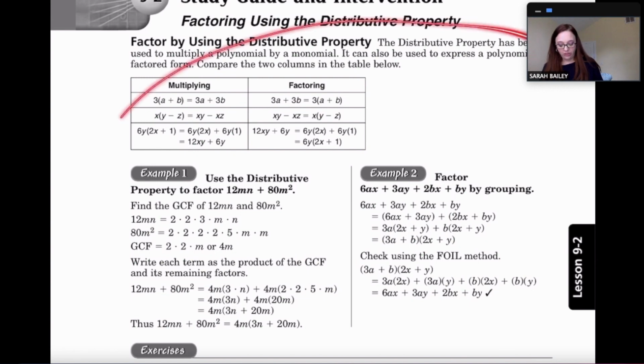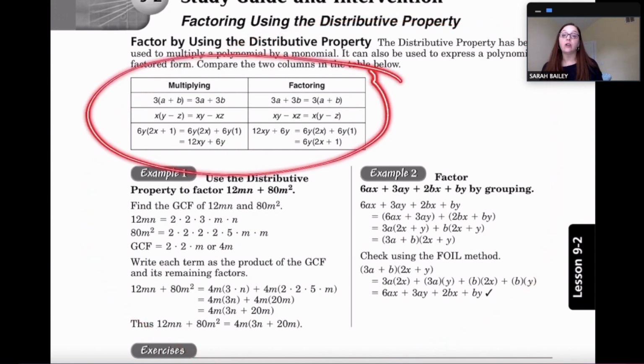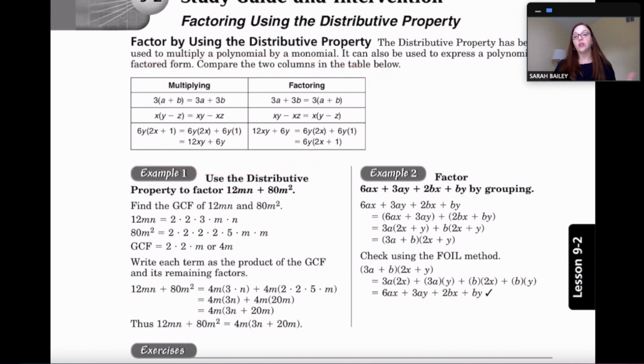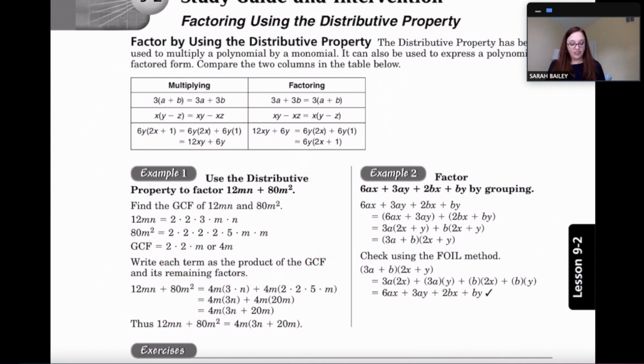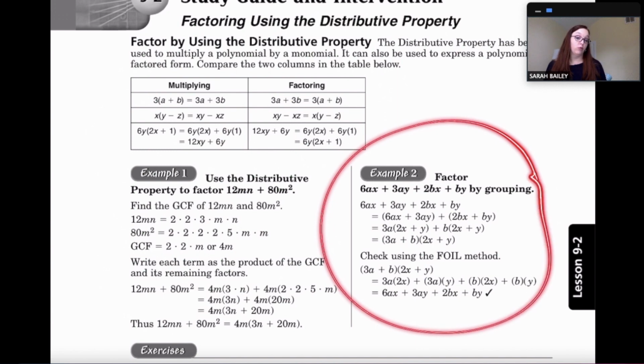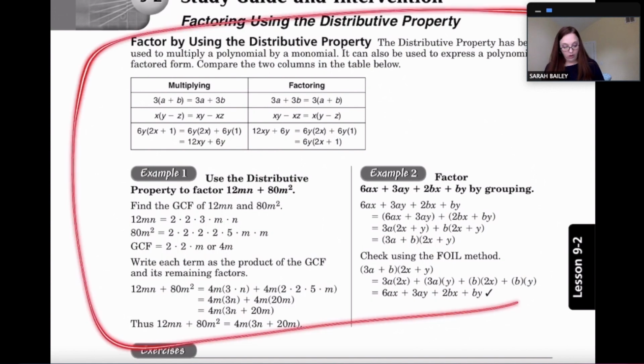So this first section gives you an example and some information about what we're getting ready to do. In particular, this box reviews the difference between multiplying and factoring. Factoring is the opposite of multiplication. There are two different ways we're going to factor. The easiest is this first one, where you're just factoring out the greatest common factor. The second one is factoring by grouping. Why don't you pause the video and read through this information on your own first.